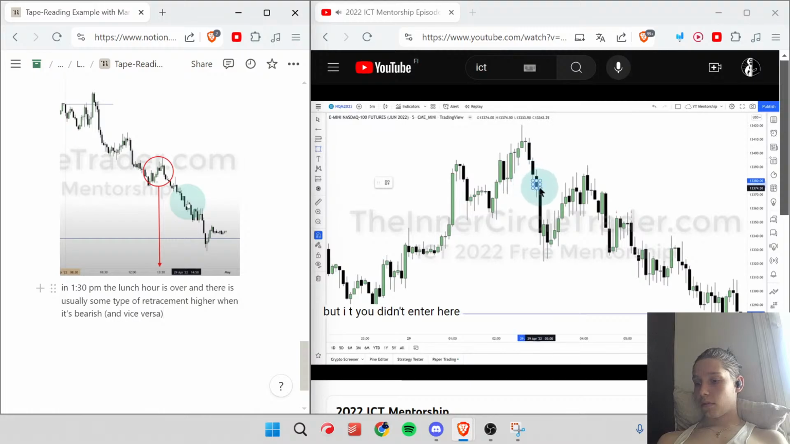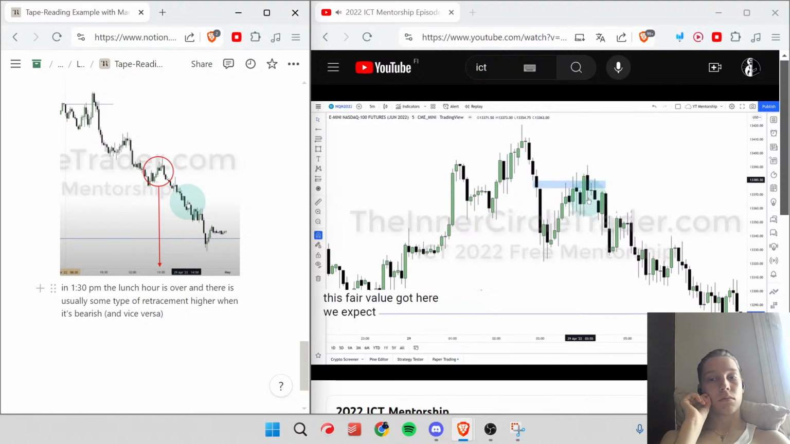But ICT, you didn't enter here. Right. I wasn't looking at the chart yet. I'll get to that. It's in my mind. You can read my mind. This fair value gap here, we expect that to stab up into it. So our stop has to at least be in a position where it can weather that.